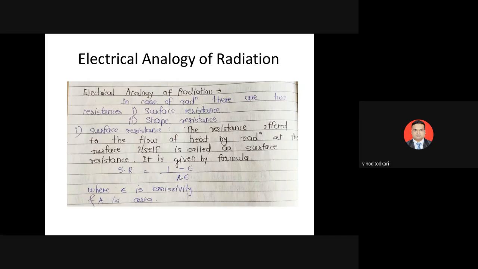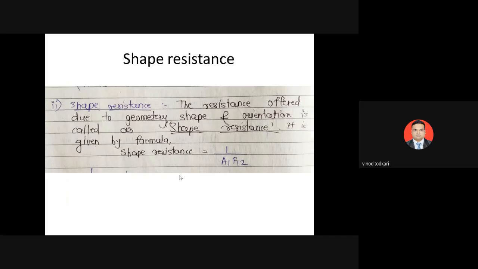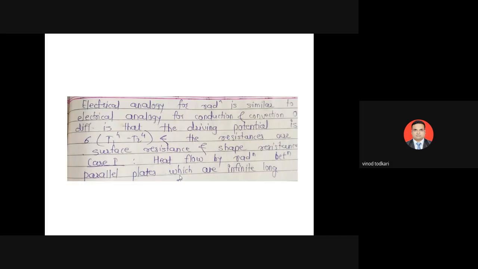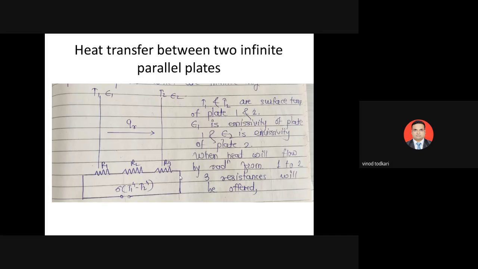One is surface resistance and one is shape resistance. Now, in case of electrical analogy, what is the driving potential? The driving potential is sigma into bracket T1 raised to 4 minus T2 raised to 4. And which are the resistances? The resistances are surface resistance and shape resistance. Then we have considered two cases.